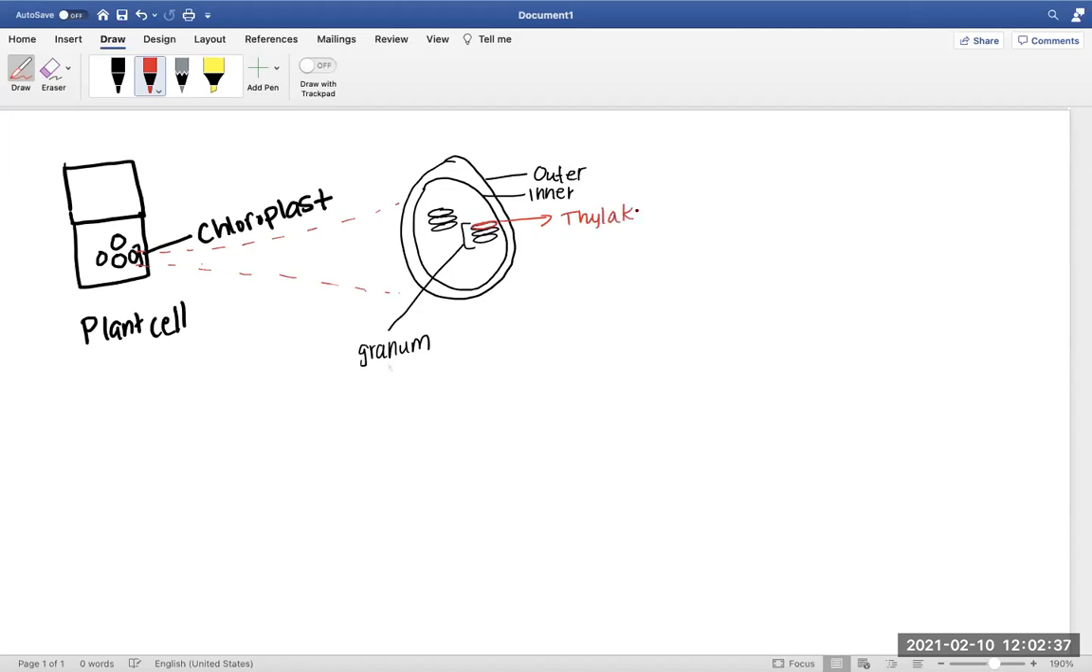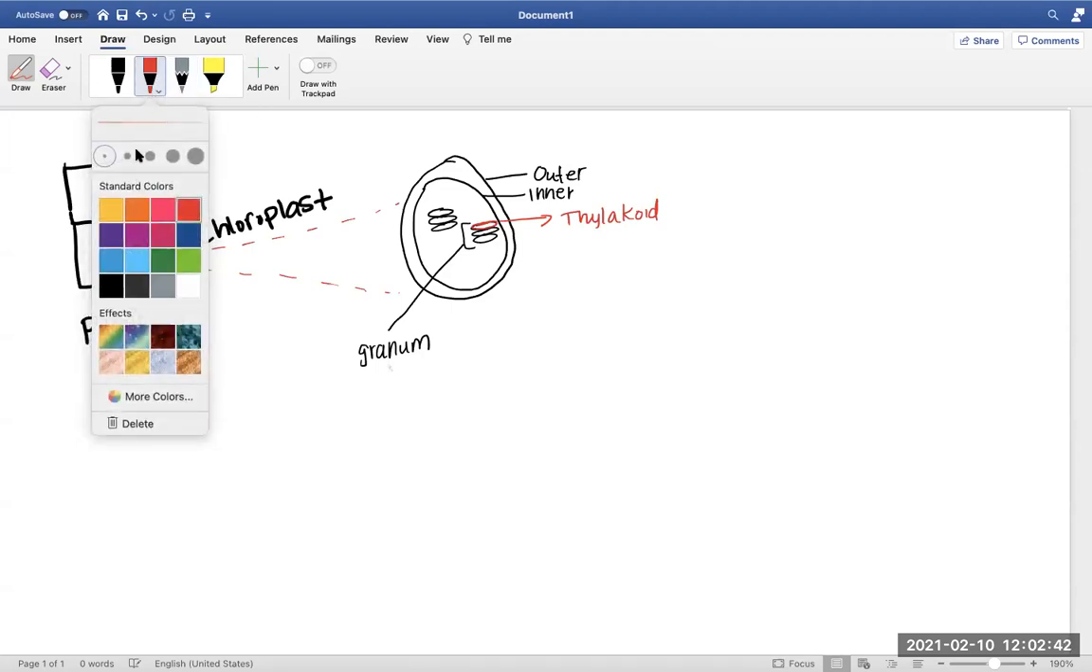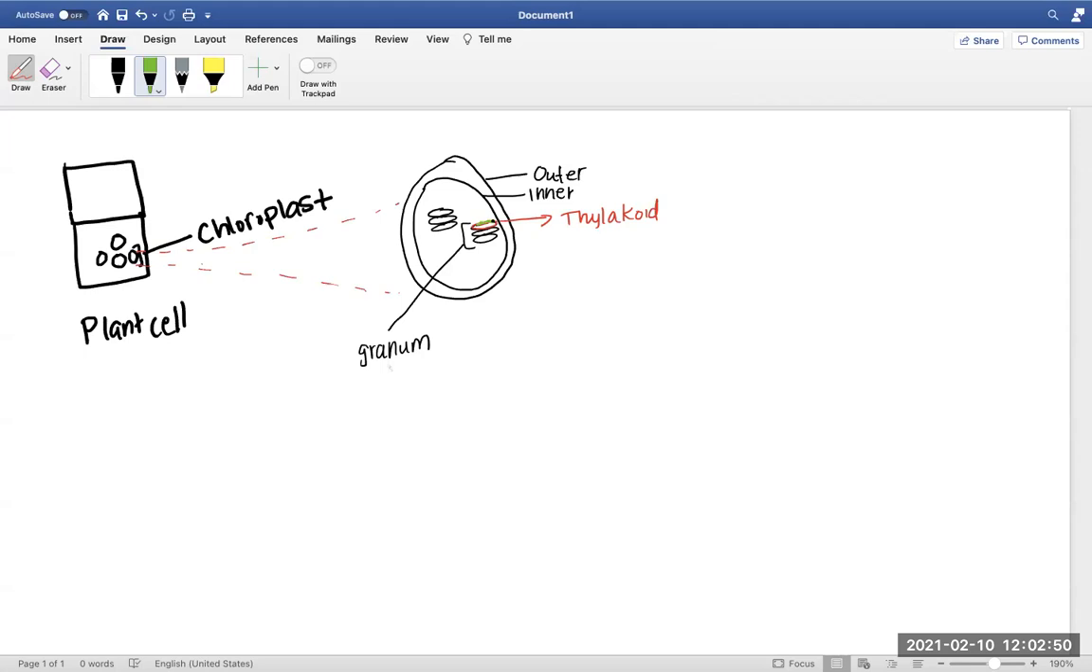Now, in that thylakoid, let's see, I'll use a green color. What do you call this part of the thylakoid? The highlighted part in green. Is it the pigmented molecules? It's the thylakoid membrane. Oh, membrane.